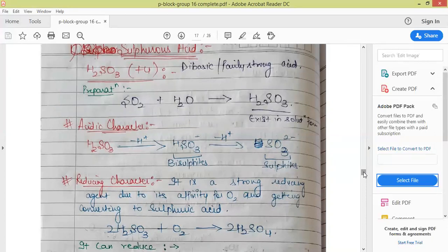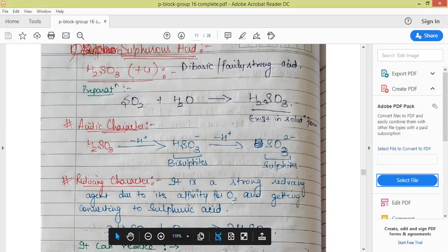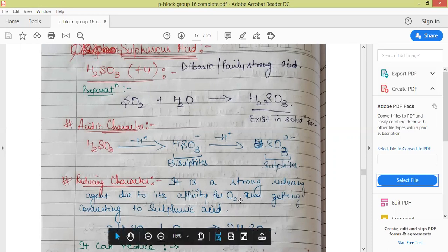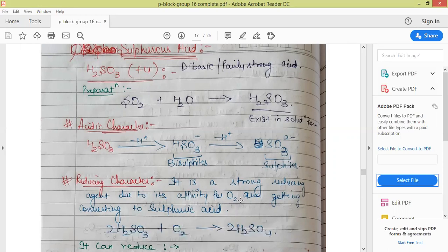Next is the acidic character. This is a chemical property of sulfurous acid, that it is a dibasic acid, and it gives two ionizable protons, and the corresponding salts are called bisulfites and sulfites respectively. Next is its reducing character. It is a strong reducing agent due to its affinity for oxygen, as sulfur is in its +4 oxidation state. Sulfur always tends to occupy the maximum oxidation state, that is +6. So it has a strong affinity for oxygen, and wants to get oxidized to the +6 oxidation state by absorbing oxygen.